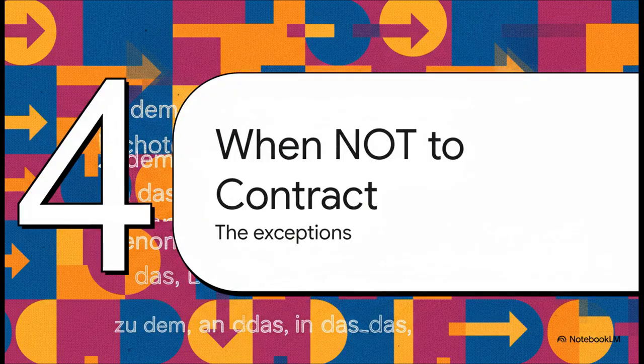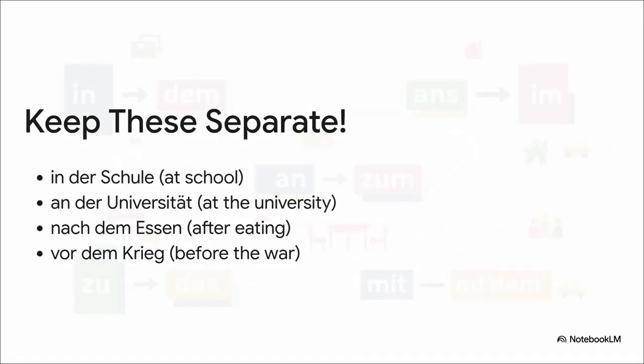Okay, this is just as important as everything we've just covered. Knowing when to use them is great, but knowing when not to, that's how you really start to sound like you know what you're doing. Some combinations just don't contract. You have to keep them separate. For instance, we go zur Schule, but we are in der Schule. See? No contraction for in der. It just stays as two words. Same goes for an der Universität. It's best to just memorize these as set phrases.